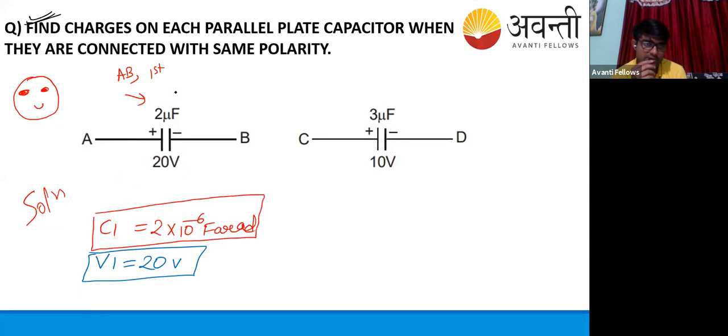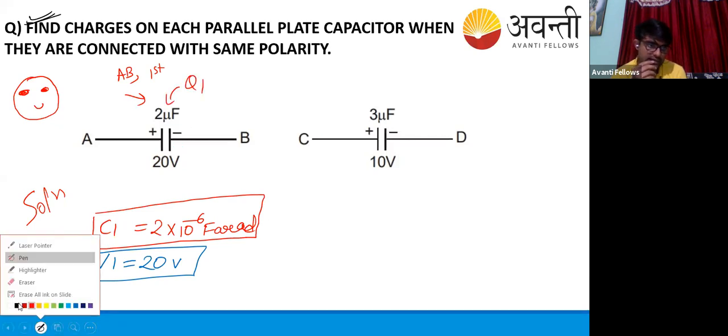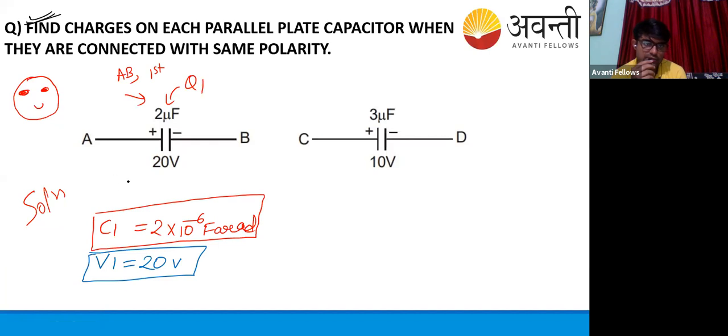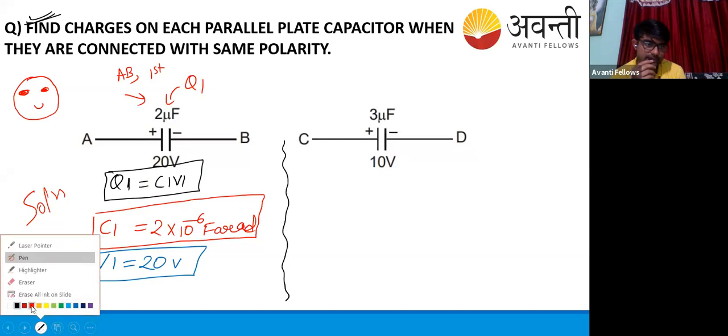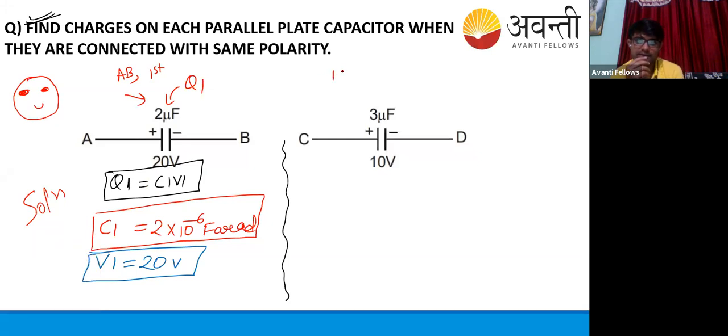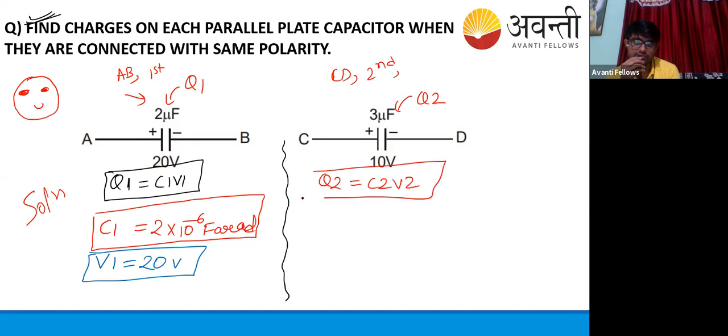And what about charge? I'm assuming the charge is Q1 initially. It will be equal to C1 V1 according to the formula. So these are the parameters of the first capacitor. Now let us look at the second capacitor, say this is CD. Assume the charge on it to be Q2. So Q2 will be equal to C2 V2.